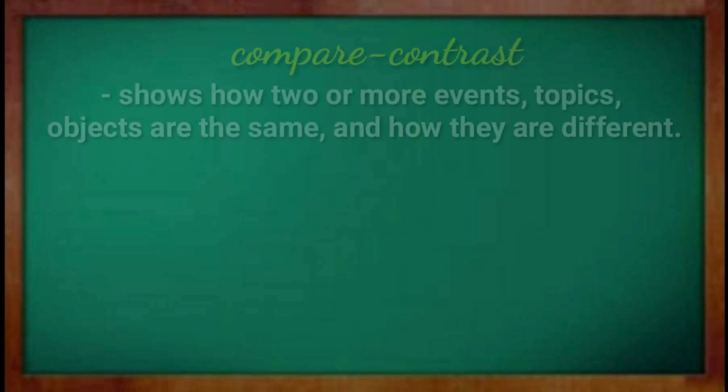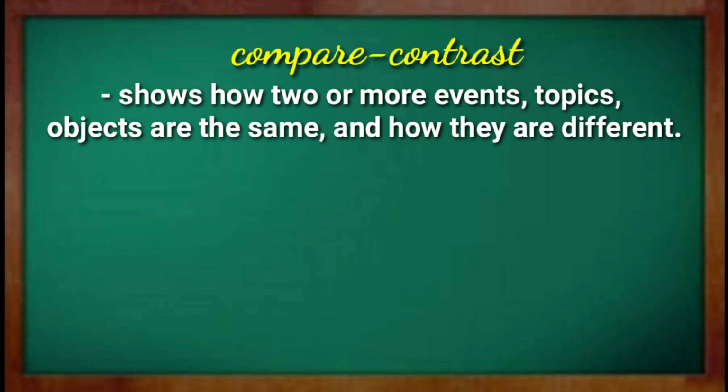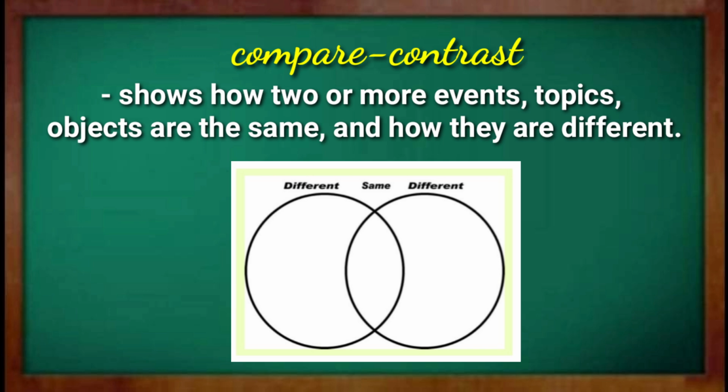In compare and contrast text structure, the author shows how two or more events, topics, or objects are the same and how they're different. In this kind of text, your teacher may ask you to do this Venn diagram to show the common and contrasting features of people, events, ideas, or objects.